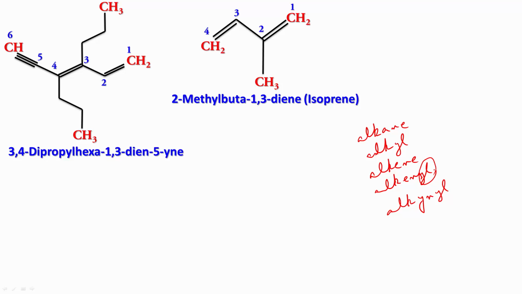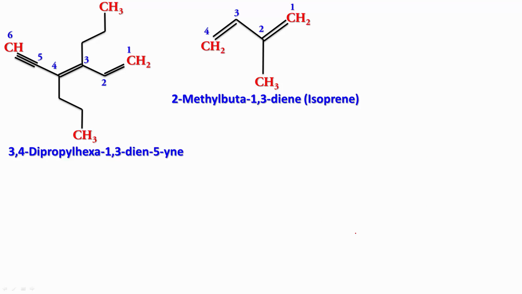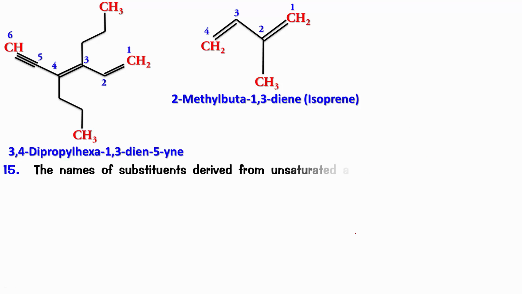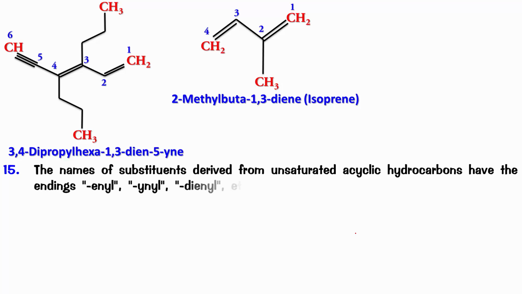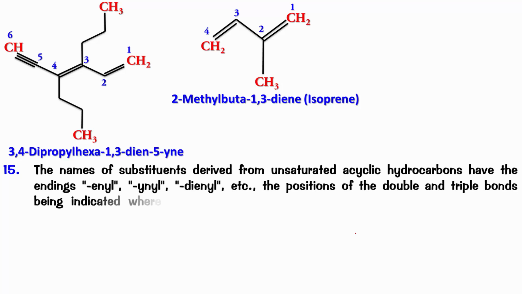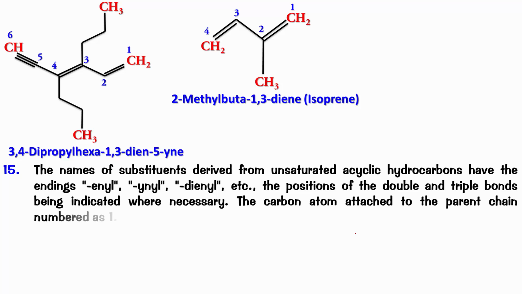Okay? So now what about two double bonds in the side chain? Dienyl. Two triple bonds. Diynyl. That way. And again, remember the carbon attached to the parent chain is numbered as 1. So rule number 15 says the names of substances derived from unsaturated acyclic hydrocarbons have the endings enyl, ynyl, dienyl, the positions of the double and triple bonds being indicated wherever necessary. The carbon attached to the parent chain is numbered as 1.